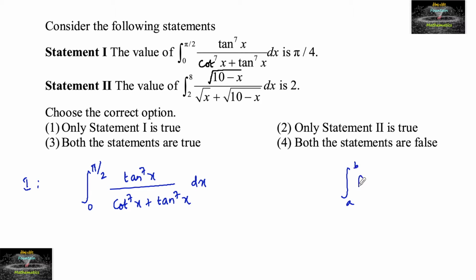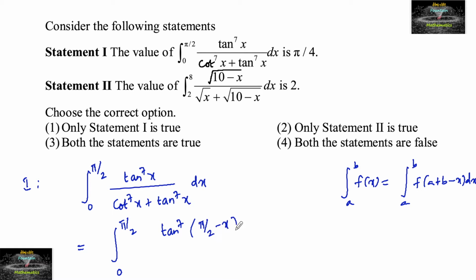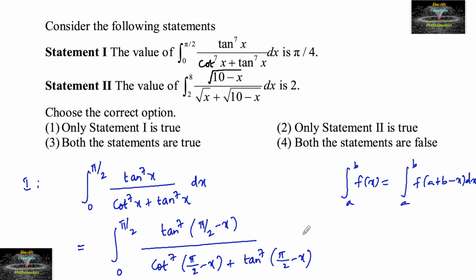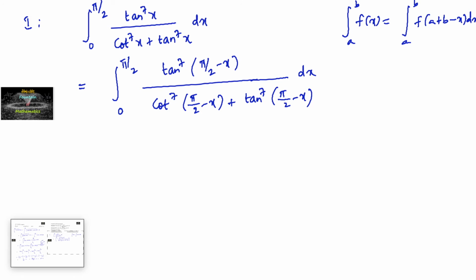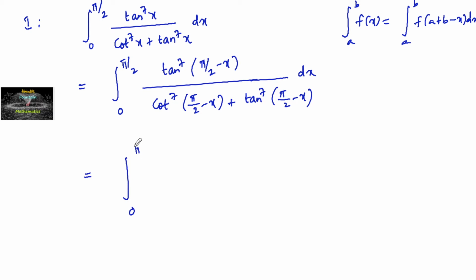integral from a to b f of x dx is equal to integral a to b f of a plus b minus x dx. So by using this property we can write integral 0 to pi by 2, tan to the power of 7 of (pi by 2 minus x) divided by cot power 7 of (pi by 2 minus x) plus tan power 7 of (pi by 2 minus x) dx. So which equals, let's say this is I.